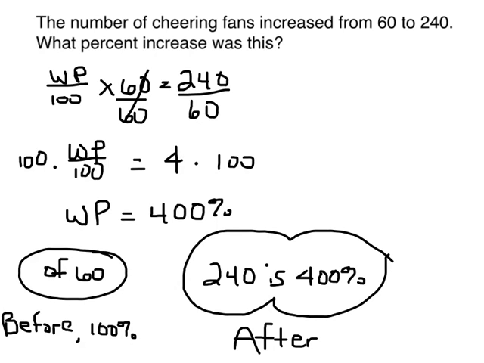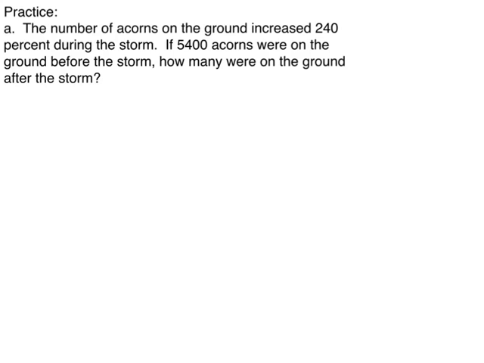So the first thing we'll do is divide by 60 on both sides, and we get what percent equals 4, and then when we multiply by 100 on both sides, we find that the percentage is 400. So 240 is 400% of 60. In other words, it is 4 times as many as 60. All right, let's look at our practice problem. A, the number of acorns on the ground increased 240% during the storm. If 5,400 acorns were on the ground before the storm, how many were on the ground after the storm?